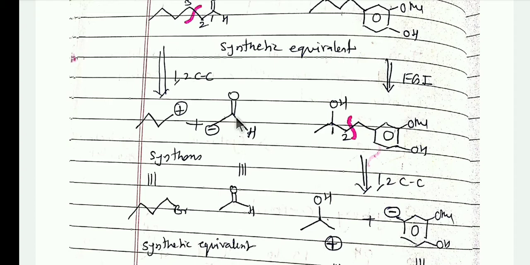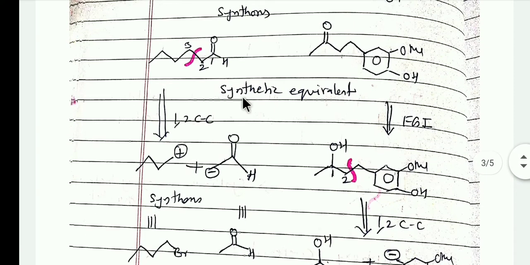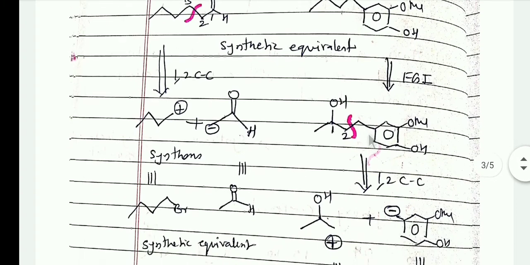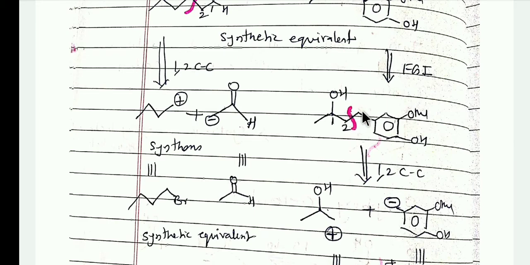Now here is another synthetic equivalent obtained. This can also be further disconnected, and for the disconnection of this molecule we use FGI, and by the FGI we convert this molecule to this molecule. Here this is the ketonic compound. The ketonic compound is converted into the hydroxy compound by the FGI, and we disconnect this molecule.